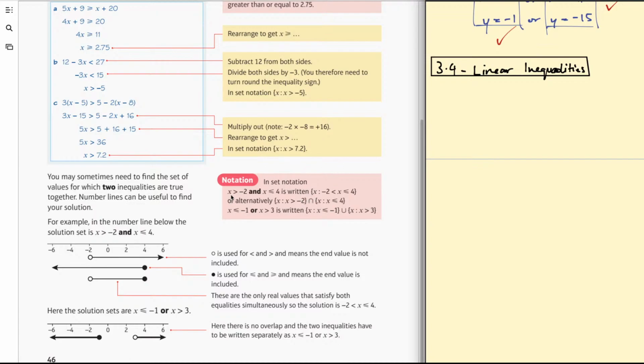In set notation, x greater than -2 and x less than or equal to 4 is written x such that -2 less than x less than or equal to 4. Or alternatively, x such that x greater than -2, intersect, x less than or equal to 4. And x less than or equal to -1 or x greater than 3 is written as x less than or equal to -1, union, x greater than 3.